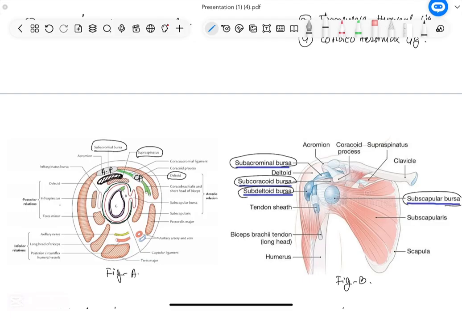So we got a bursa. This is the subacromial bursa. As it is prolonged more anteriorly and under the deltoid, we can say it is the subdeltoid bursa also. So subacromial bursa and subdeltoid bursa we got.